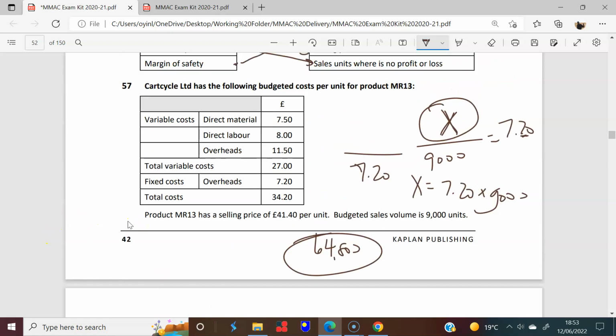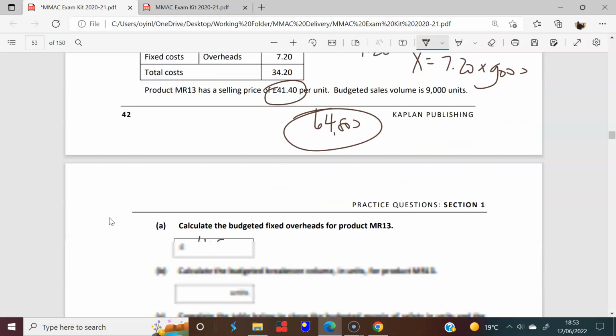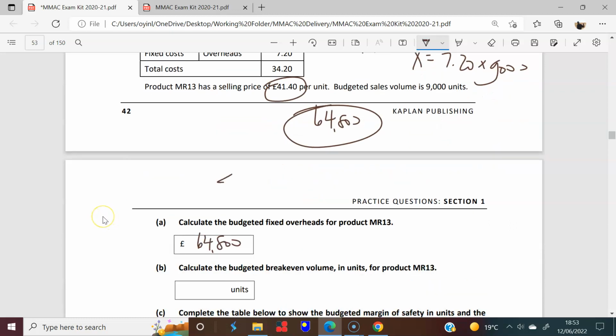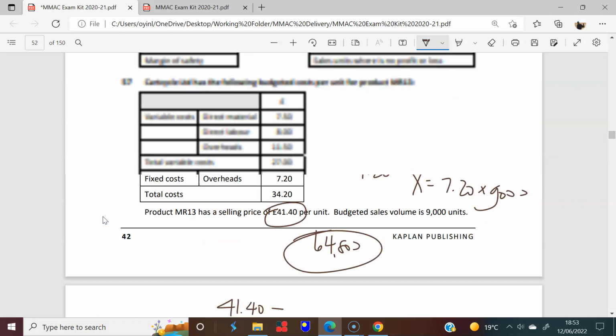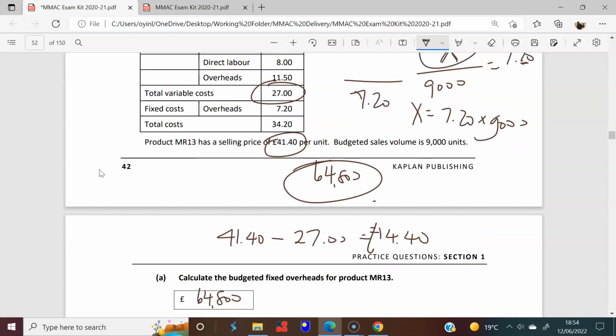Break even. If you again consider, break even is the relationship between the selling price and your variable cost. So we have £41.40 minus the variable costs of £27. That's your contribution per unit. So let's do that very quickly. £41.40 minus £27 is £14.40. So you have a contribution per unit of £14.40.